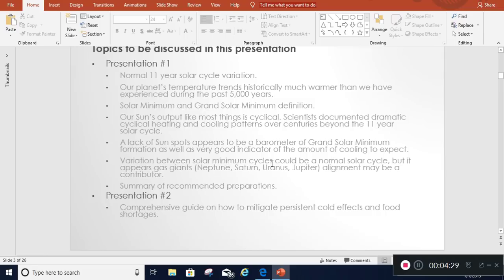Variation between solar minimum cycles could be a normal solar cycle, but it appears the alignment of the gas giants Neptune, Saturn, Uranus, and Jupiter with the sun and the earth may be a significant contributor. And so I have a summary and recommended preparations, a comprehensive guide on how to mitigate persistent cold effects and food shortages. So that's the outline of pretty much the way we're going to go through this.